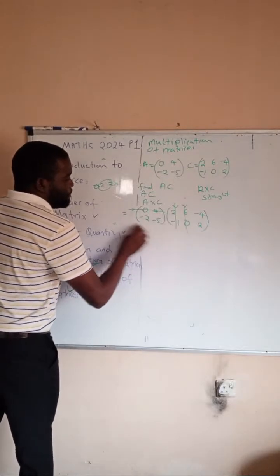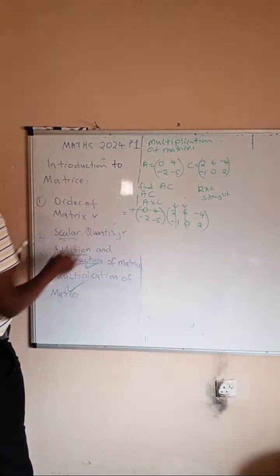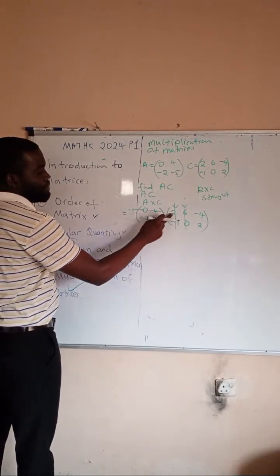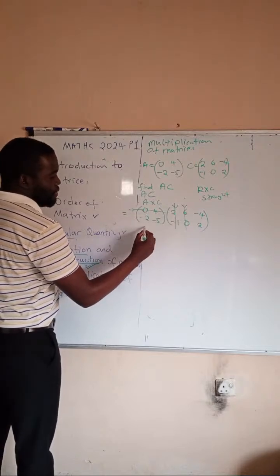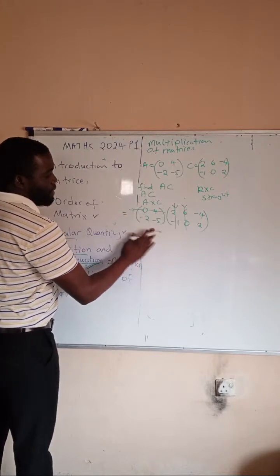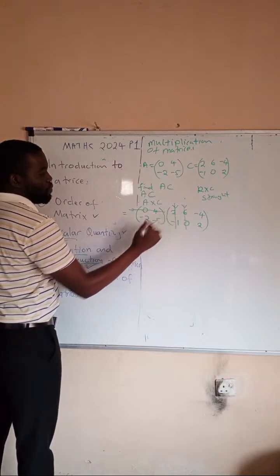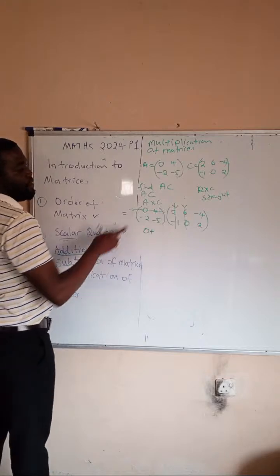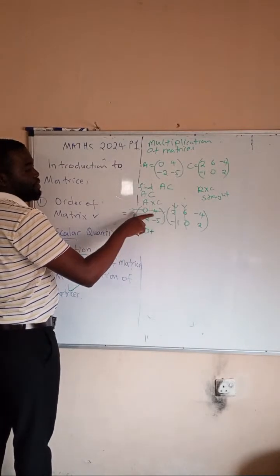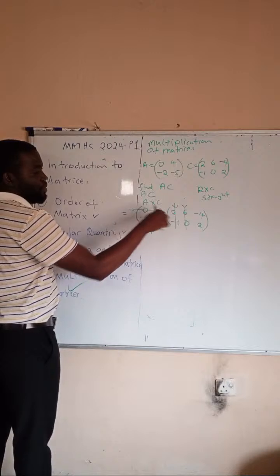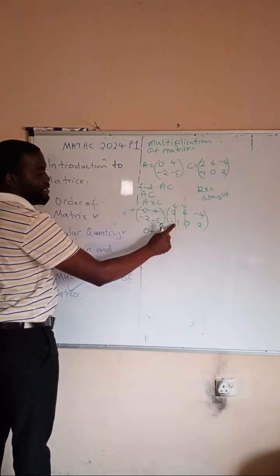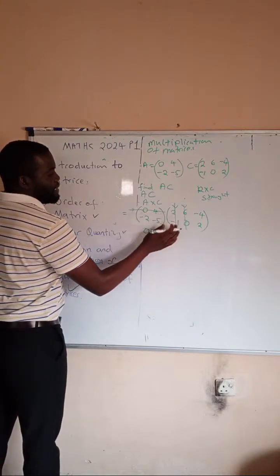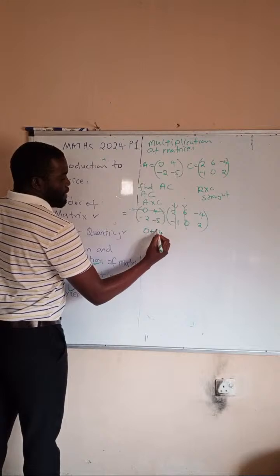I made a mistake here. Like I said, let me start afresh. So 0 times the first one here with the first one there, which is 0 times 2, which is 0. Then I put plus. The second one in this arrow is 4, and the second one in that arrow is negative 1. So 4 times negative 1 is negative 4. I'm done.